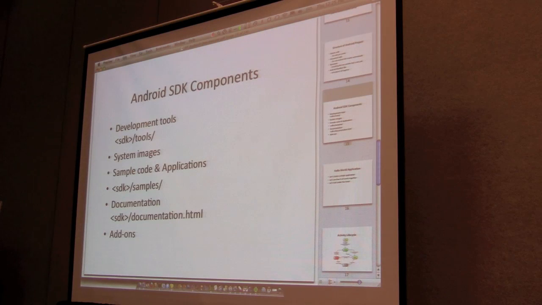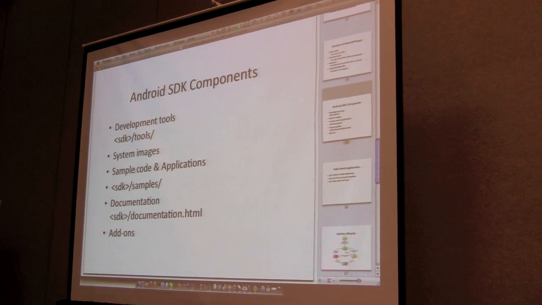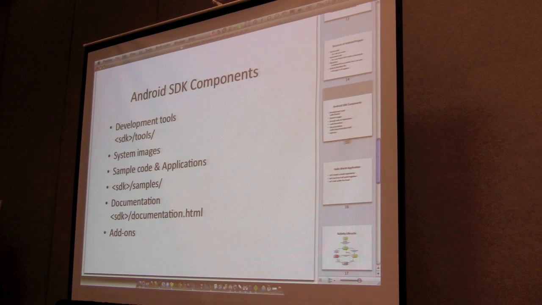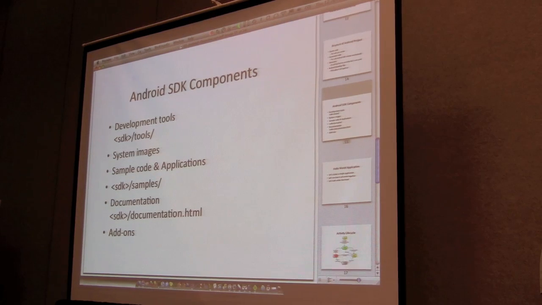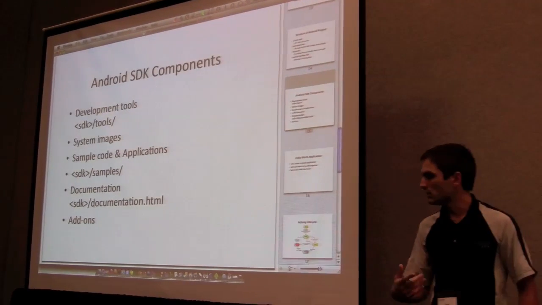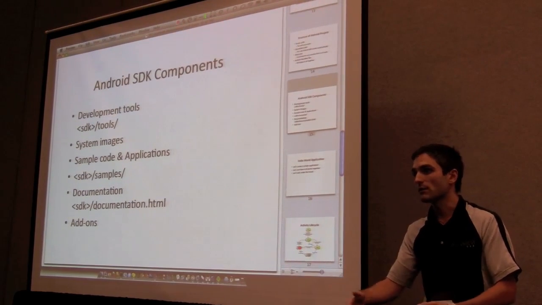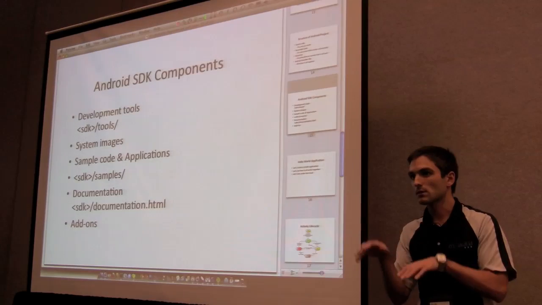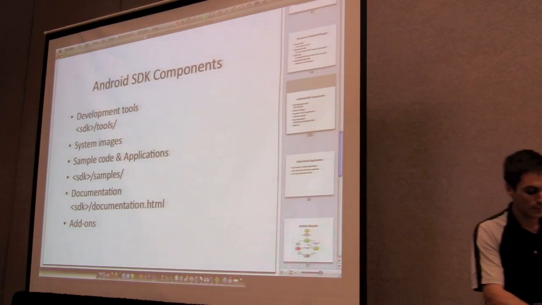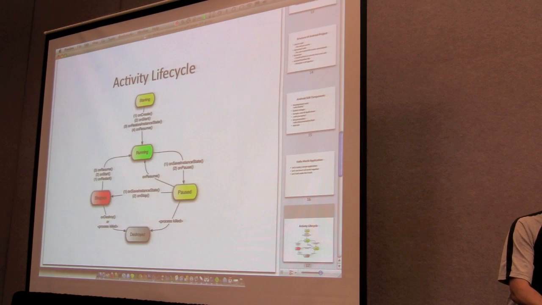So those are those. When you download an SDK, you get a bunch of tools. You get system images. You don't really care about that. You get some sample code, documentation, add-ons. The key is you get the Eclipse plugin, which makes life so much easier, like with this little drag and drop stuff that I just showed you. And that was the Hello World app.